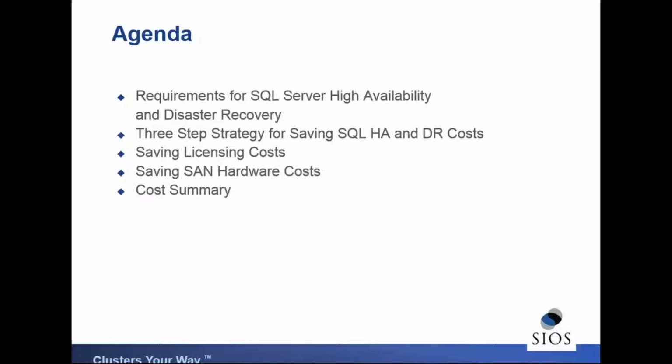Then we'll talk about SAN hardware costs. SANs are one of the more expensive components of any IT infrastructure. There's a Gartner study from about a year or two ago that said SAN storage costs on average $3,300 a terabyte. Next time a manager says, but storage is cheap, I can get a 3 terabyte drive at Best Buy for $100. Yes, you can, but it's not exactly enterprise storage. So we'll talk about how you can save hardware costs using this solution.